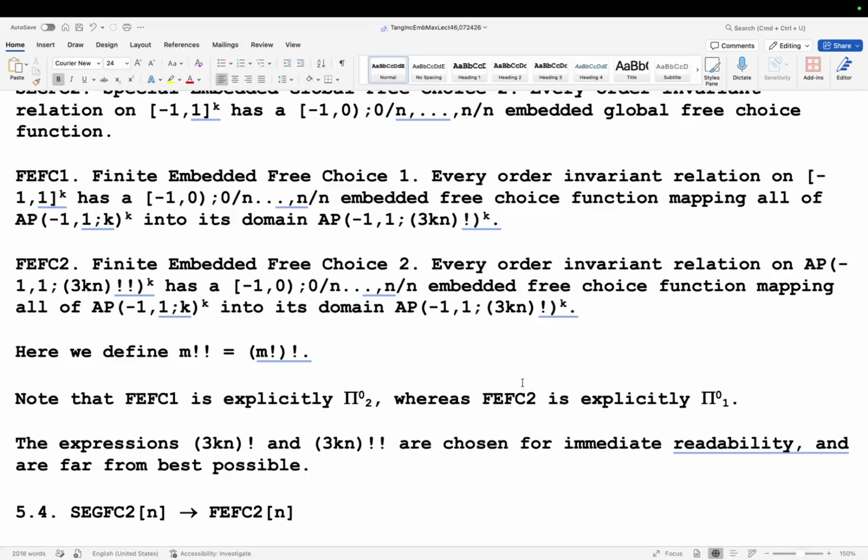Now the expressions, now just play with this. If you think about this, this is a very tightly constructed finite form. Very tightly. Okay, now of course I use these numbers 3kn factorial and 3kn double factorial. They're chosen for immediate readability and are far from best possible. Because if I tried to write what actually the proof gives, you wind up with these horrendously ugly exponential expressions in k and n, and it just would look horrible. But also, if I didn't use the arithmetic progression notation, things would also look ugly.